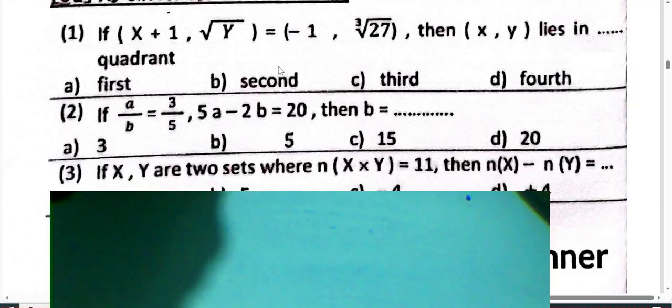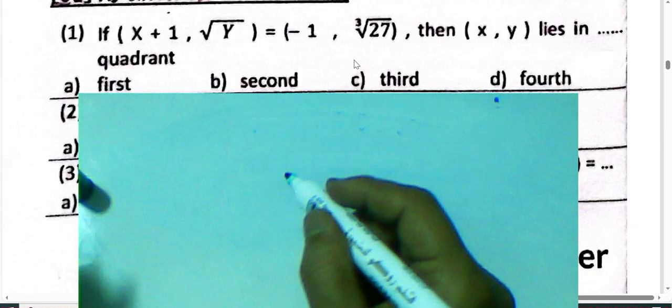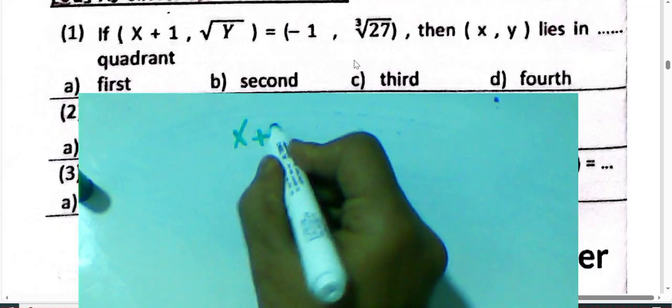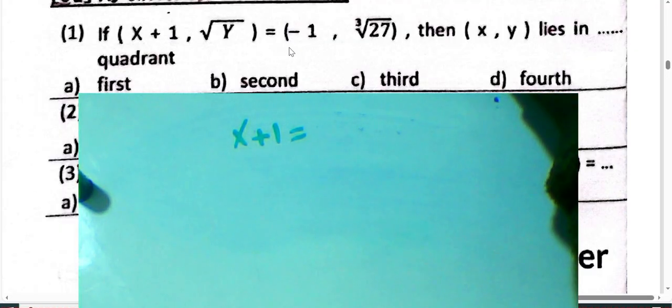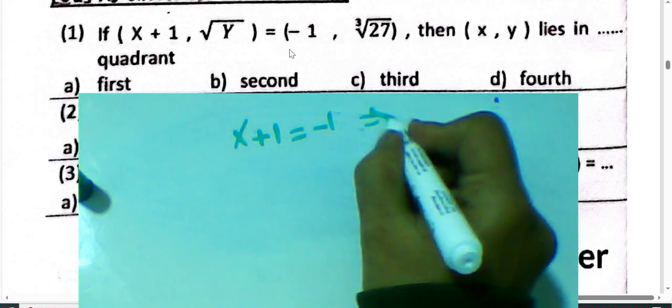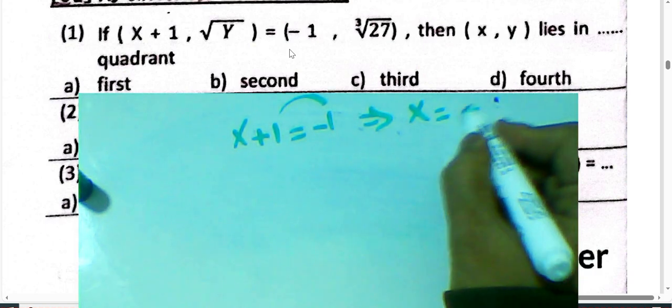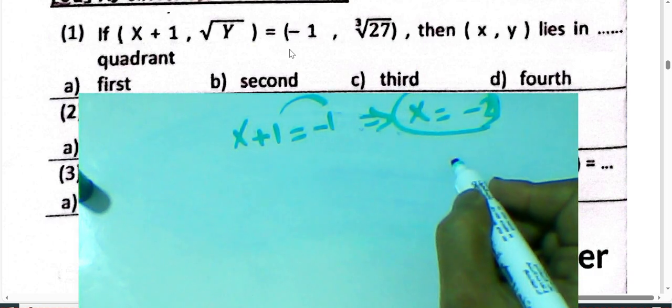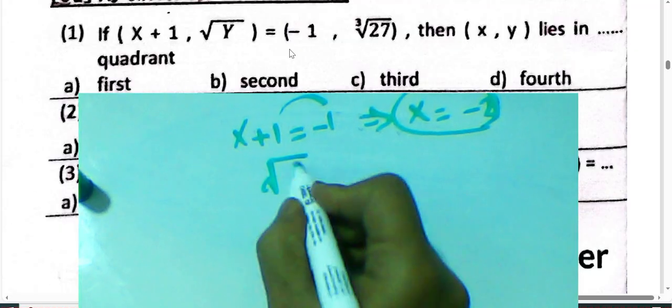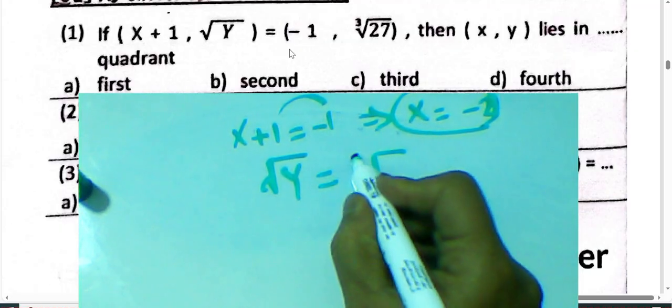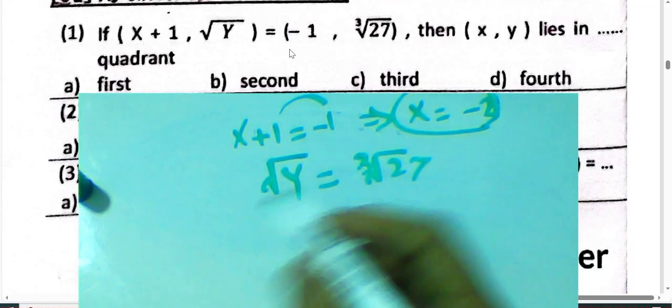Next question. Choose the correct answer. If (x plus 1, the square root of y) equals (negative 1, the cube root of 27), and (x, y) lies in the first quadrant and third. Okay, look with me at this example. First I will write x plus 1 equals negative 1. Then we can find the value of x: negative 1 minus 1 will be negative 2. And also the square root of y equals the cube root of 27.